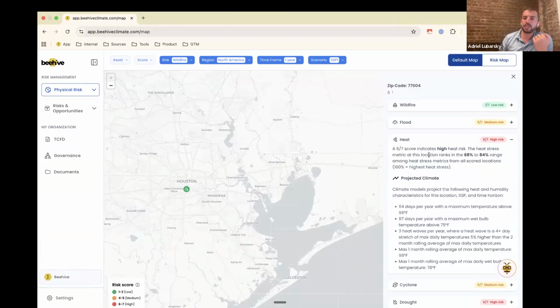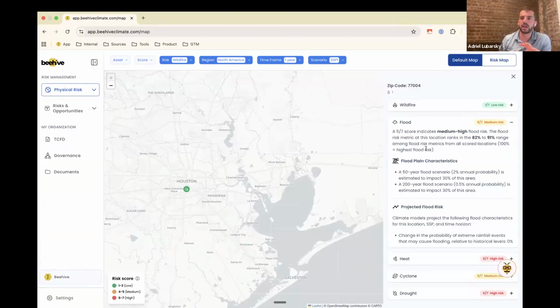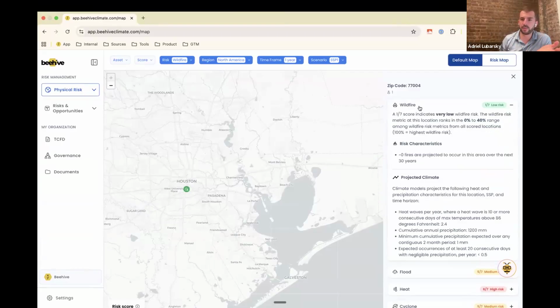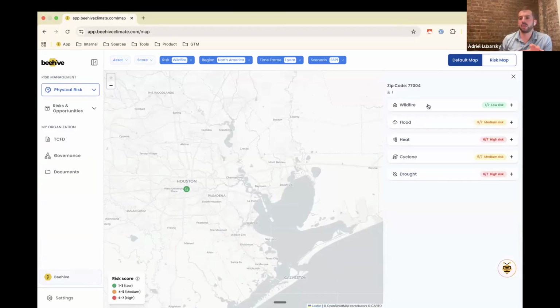What should a customer think when they see heat waves are a 6 out of 7 or floods are a 5 out of 7? Should I be thinking I should only care about heat waves and not floods? Should I be thinking wildfires will never ever happen in this area because they are a 1? Talk a little bit about this 1 through 7 score and how that translates to low, medium, and high, and what a customer should think when they see these numbers for one of their assets.